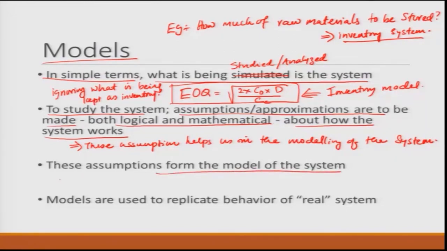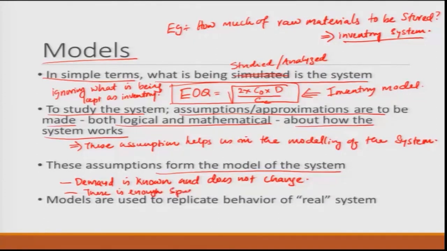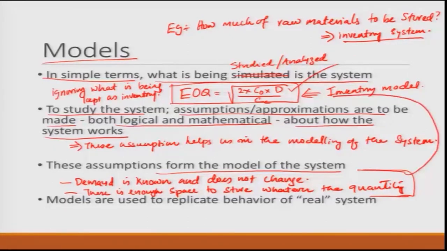So, in the EOQ system, we assume that demand is known and does not change. So, we assume that the demand is known and it will not change. We also assume that there is enough space to store whatever the quantity is. So, there is no space constraint as we think about it. So, based on these assumptions, we study how to store some item in a factory, and for that we develop a mathematical model. Okay. So, these assumptions help us in forming this model.